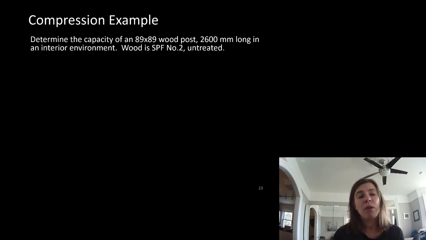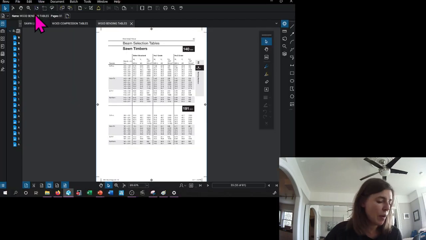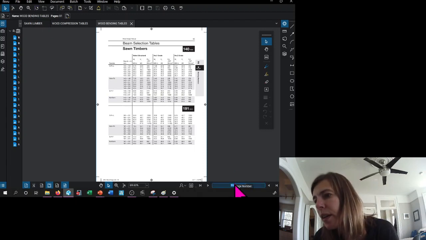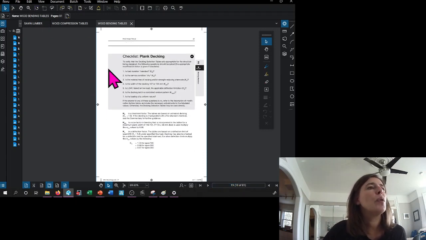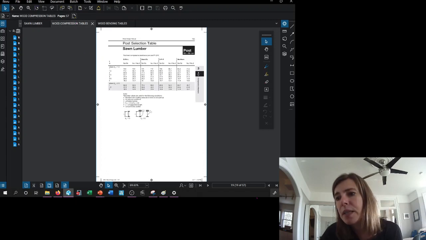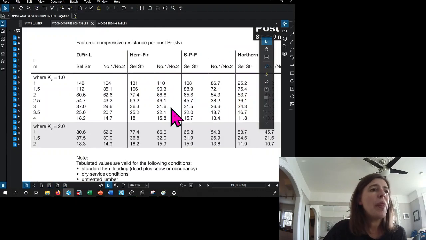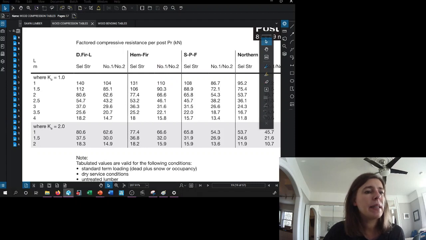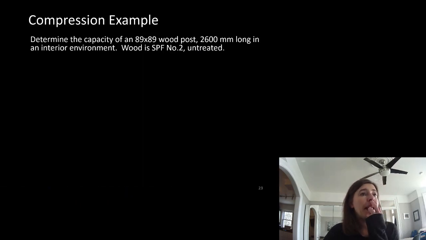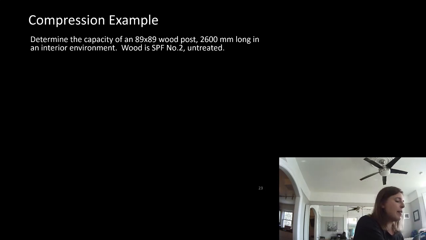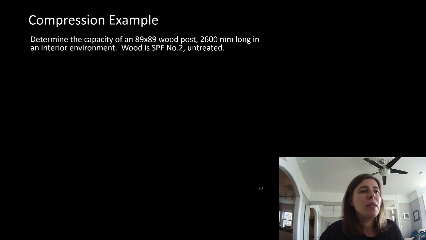If you go to your downloads, and it's actually in your wood module as well, you can pull up the compressive wood tables. So let me just pull this up, see if it'll let me bring it up. Here we go. And on page 19, oh, that's the wood bending ones. Let's go to our compression tables. I'm already on page 19. Perfect. Well, they said that we had an 89 by 89 SPF number 2 post.